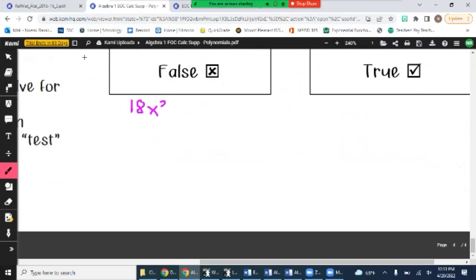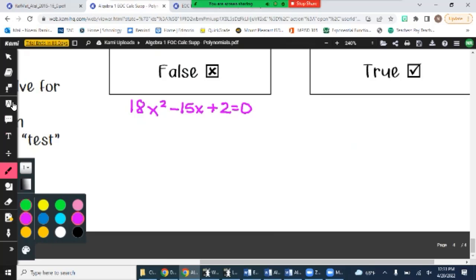18x squared minus 15x plus 2. Now this will help give a equals 0. Anytime you have all of your trinomials on one side, that means that your equation is equal to 0. I forgot. This will help those people that actually want to refresh their minds on how to do kidnap the long way. So here we go.